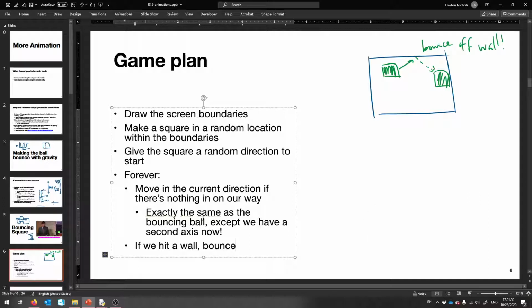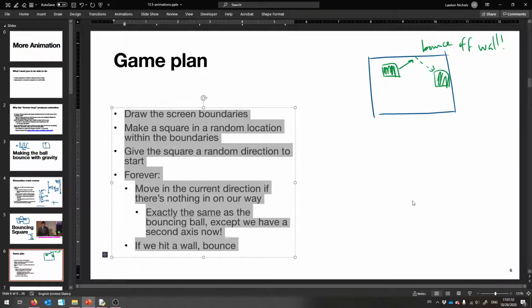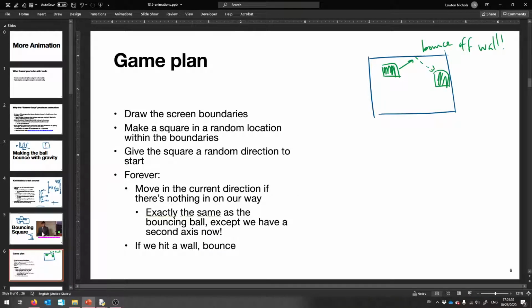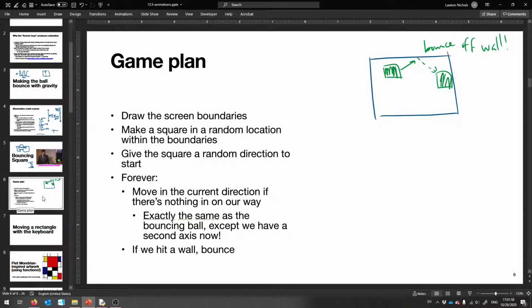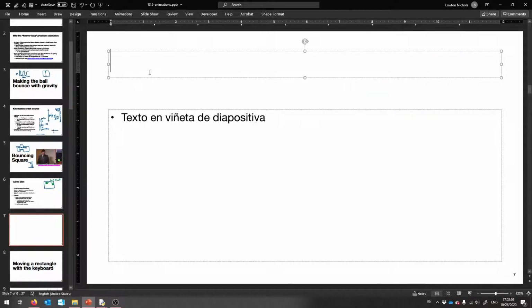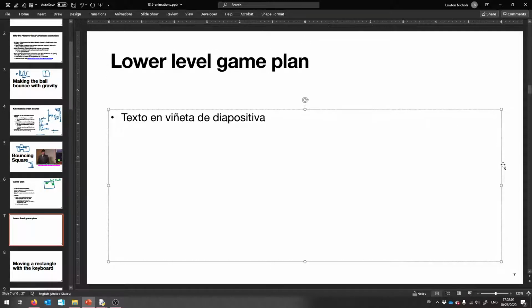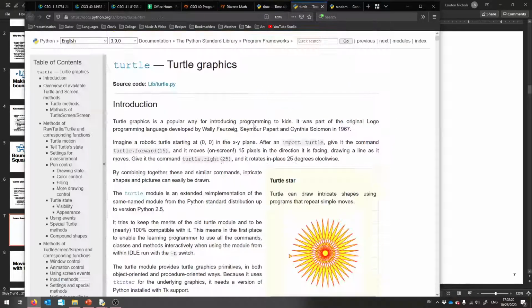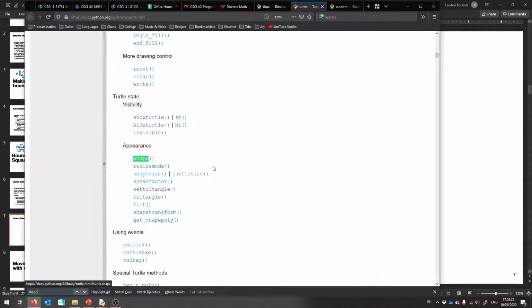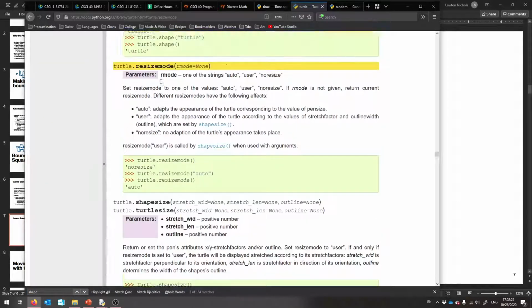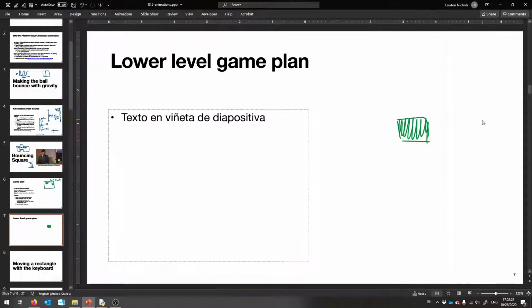So now, this is the high-level idea. How do we go and implement this? Let's talk some more. How are we going to represent the direction of our little square? We know that we can use the turtle and make him a square. Turtle.shape is square. We can make the turtle a square.